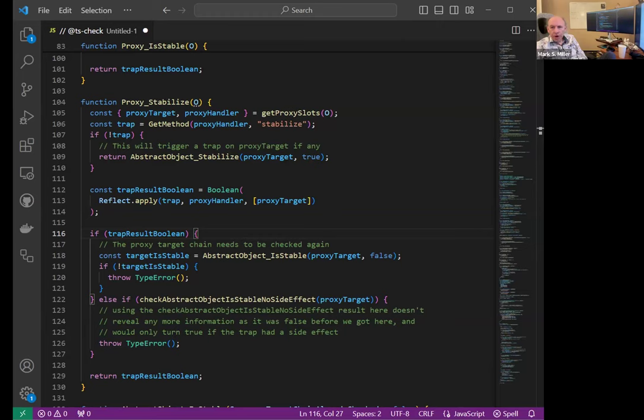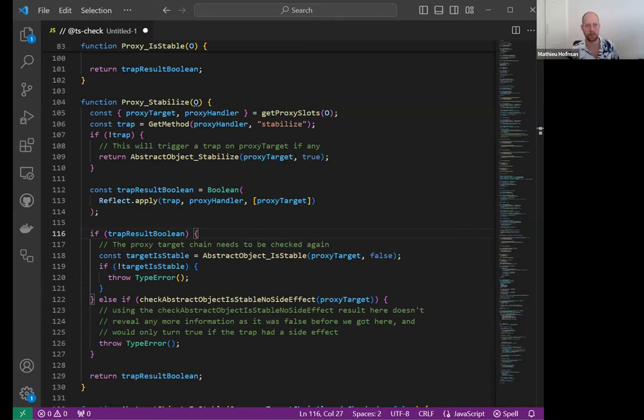So you're saying that a proxy with a non-extensible target can claim to be extensible? No, I'm saying the opposite. A proxy with a non-extensible target can claim to have failed the prevent extensions operation. Oh, can claim to have failed the operation, but if you do an is extensible, correct. I see. Okay, that's weird. It's a little strange.